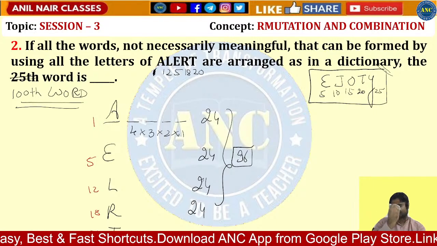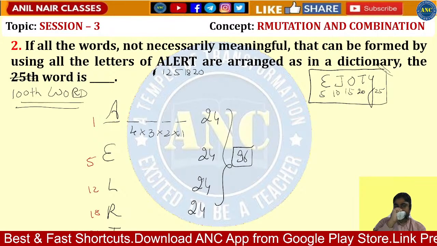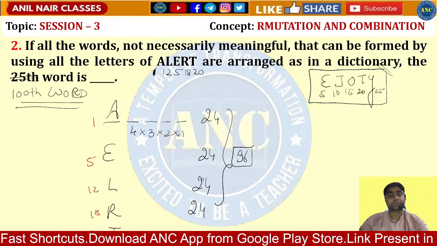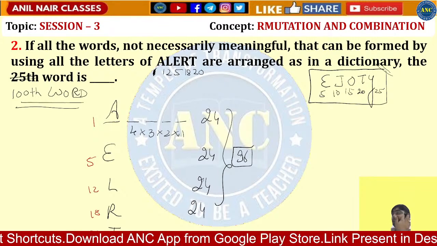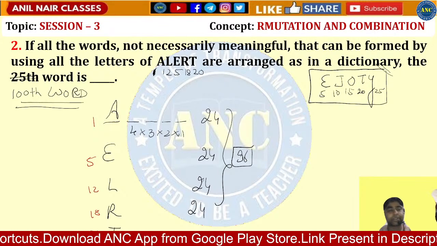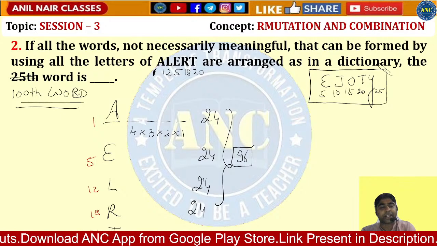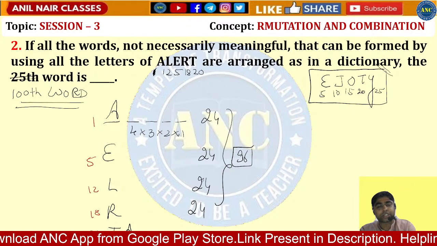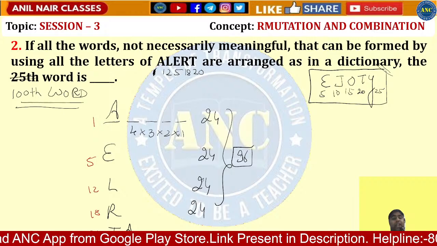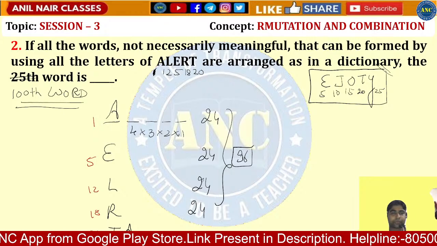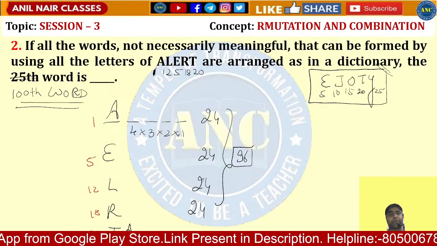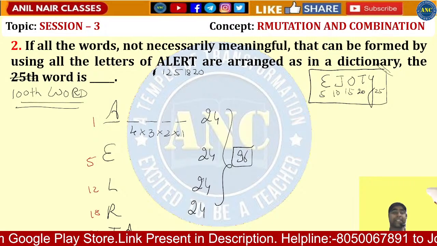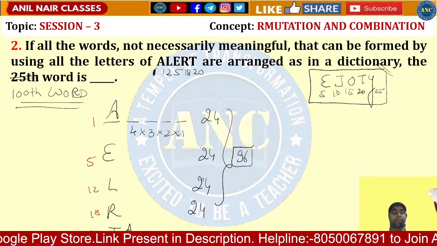Okay. The 97th would be starting with a T. 97 till 120 would be starting with a T. So after T, what would be the first one that would be coming? A, in alphabetical order. So what are the words which are starting with T and A? How many words would be there? Because if T and A is gone, then L, E and R is left. So that means 3 into 2 into 1. There will be 6 of them.